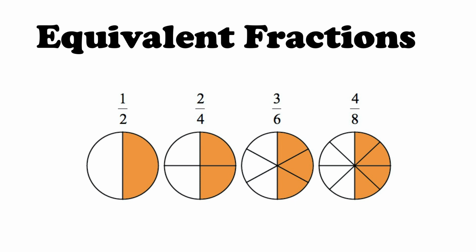Now if you notice, the numerators and denominators are different in all the 4 circles. But the quantity of the shaded portion is the same. Look at the circles carefully and see the quantity of the shaded portion. The shaded portion in all the 4 circles is the same. Now such fractions are called equivalent fractions.